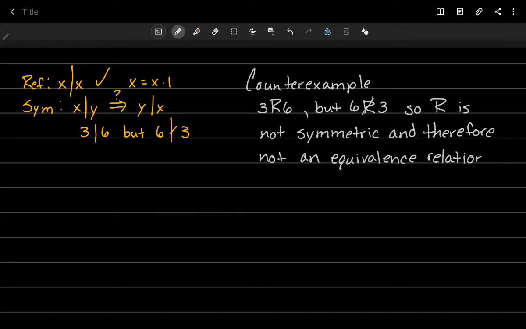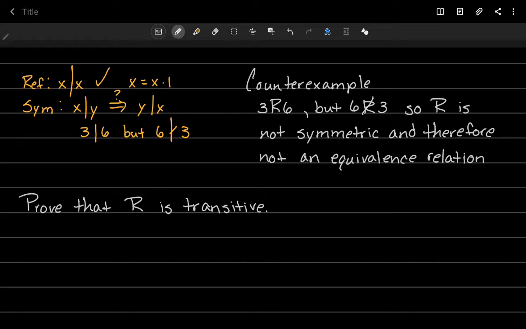Now I do want to show you how to prove, just because we haven't done a formal proof, I want to give a formal proof that this R is transitive. So that's what we're going to do. We're going to prove that R is transitive. Okay, so the only thing it failed was symmetric.